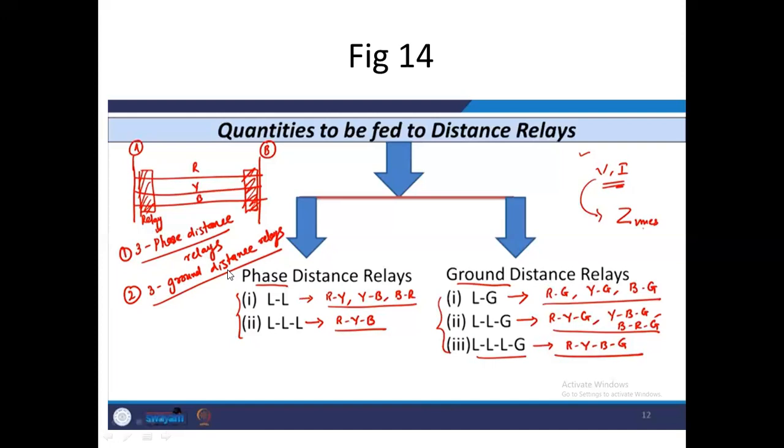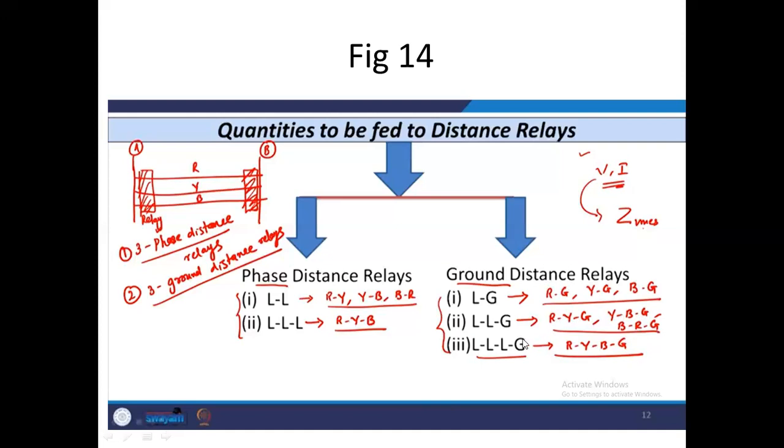Similarly, the ground distance relay is capable to take care of line to ground fault. So it can be red to ground, it can be yellow to ground, or it can be blue to ground. So any type of line to ground fault occurs, then the ground distance relay detects and takes care of this and further gives signal to the circuit breaker. Similarly, it is capable to take care of double line to ground fault, meaning red yellow to ground, or yellow blue to ground, or blue red to ground.